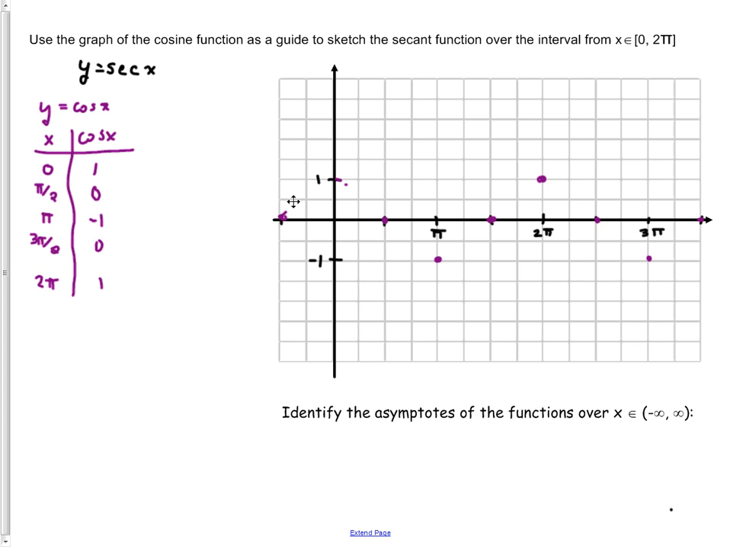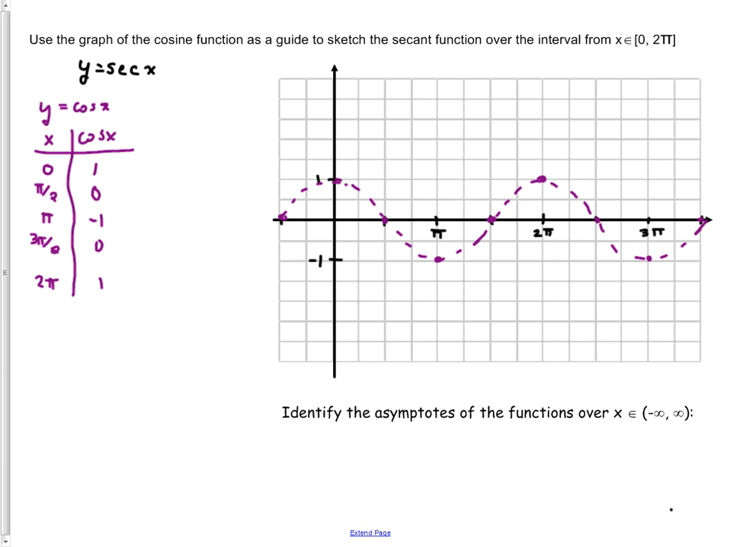And our function would take this shape, which looks an awful lot like the shape the sine function took, only shifted pi over 2 out of phase. Pi over 2 out of phase. Sounds kind of neat. All right, so this is my cosine function here in purple.